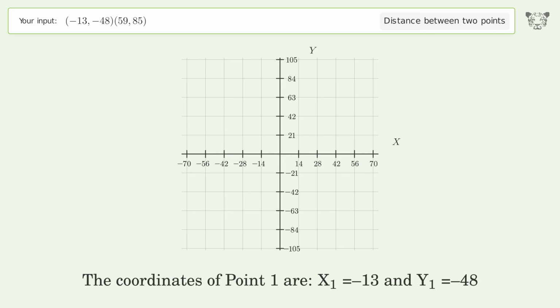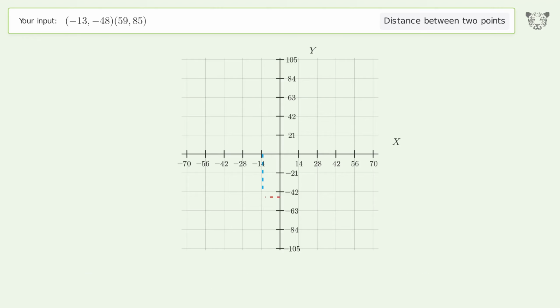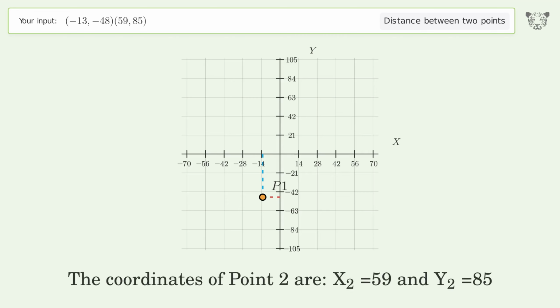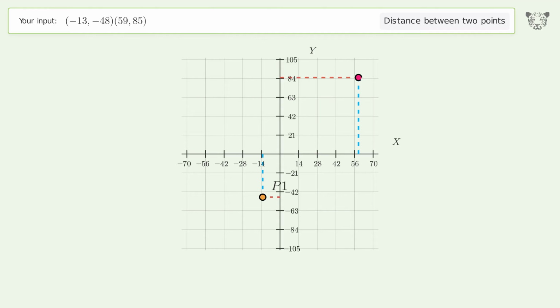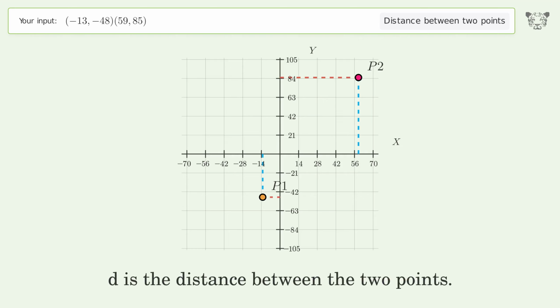The coordinates of point 1 are x1 equals -13 and y1 equals -48. The coordinates of point 2 are x2 equals 59 and y2 equals 85. D is the distance between the 2 points.